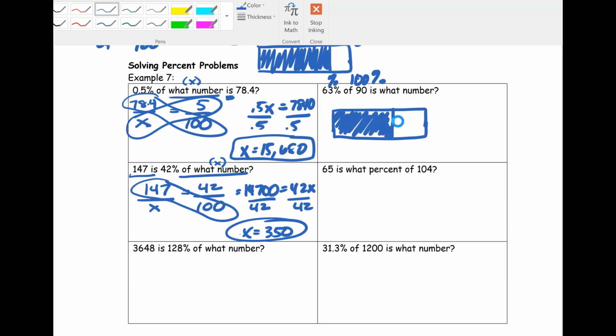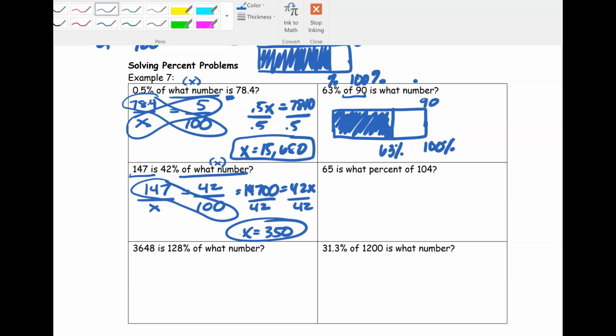So it's more than half. And so I'm going to write 63%. That represents 63. 100% would be completely full. It's not completely full. And then of 90. So my of number, 90, is the total. So that goes with the 100%. So if I were all filled up, 90 would be the number that represents that.